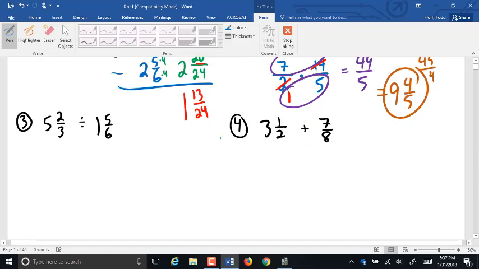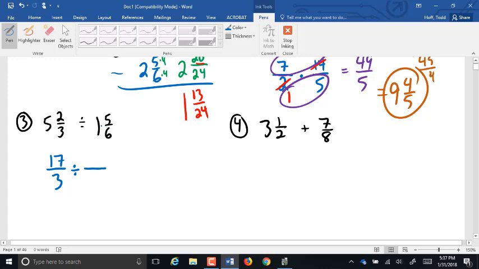Number 3, to do division. If we recall, to divide fractions, we are going to turn it into multiplication by finding the reciprocal of the number we are dividing by. So if we're going to turn it into multiplication, we'll do the same thing we did for multiplication, which is make improper fractions. So this is going to stay thirds. 5 2/3 becomes 17. Good. 5 times 3 is 15 plus 2.